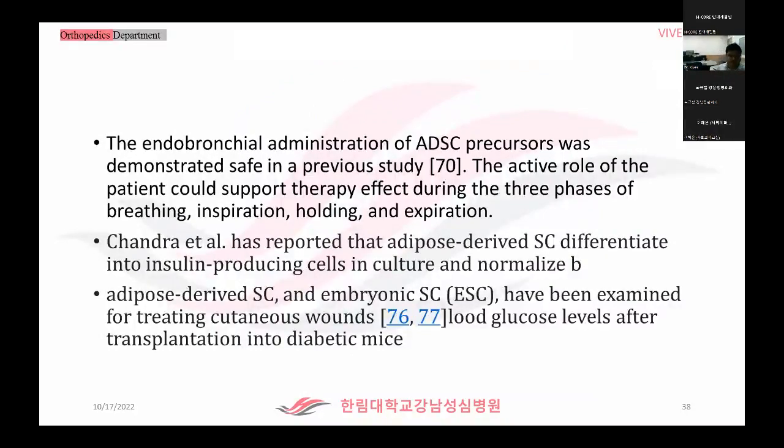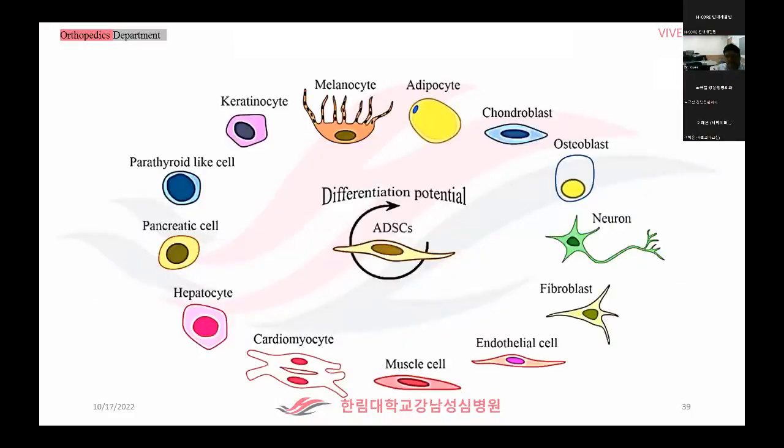Obviously, another researcher reported that adipose-derived stem cells differentiate into insulin-producing cells in culture and normalized, you can say, beta cells. Then adipose-derived stem cells, like embryonic stem cells, have been examined for treatment of cutaneous wounds and also for blood glucose level after transplantation into diabetic mice. So yes, this is the potential.